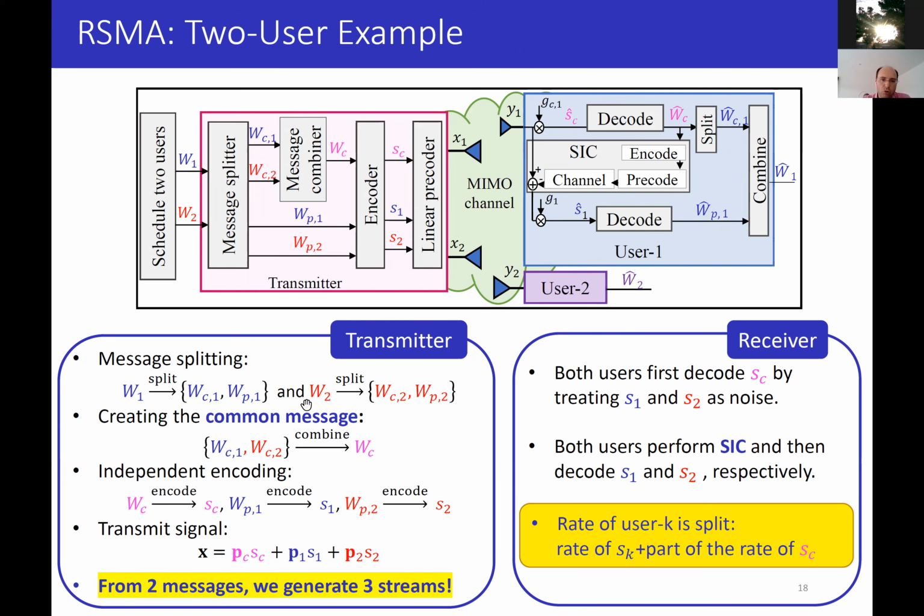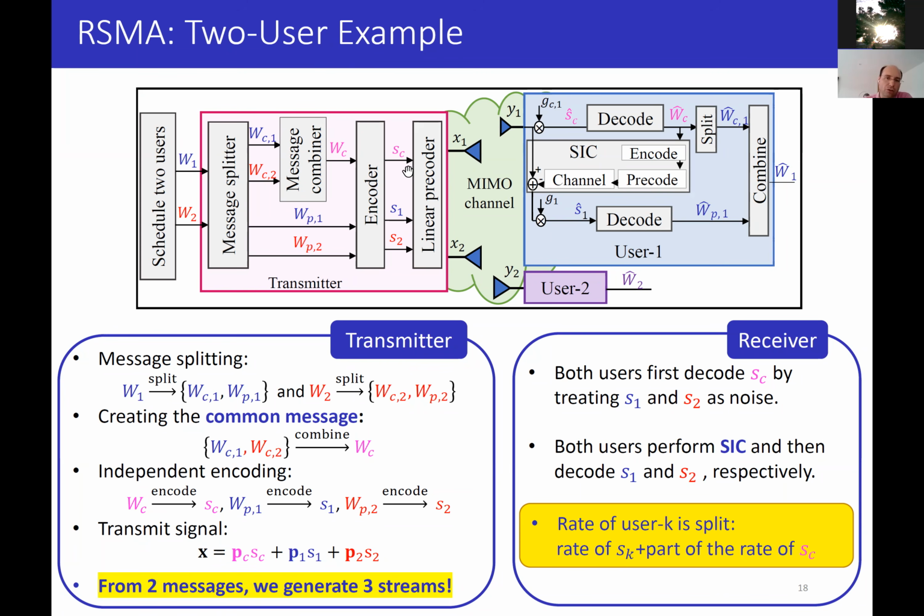And I do this for W1 and W2. So I take some bits and split them into two different parts. Then I take those two parts and combine them to create a new message called WC. So from two original messages, W1 and W2, I now create three messages: WC, which contains some information from user 1 and user 2, WP1, which contains information for user 1 only, and WP2 for user 2 only. And then I encode them independently from each other into three streams. So from two messages, we now create three streams.